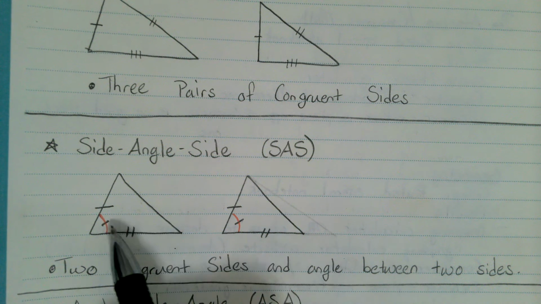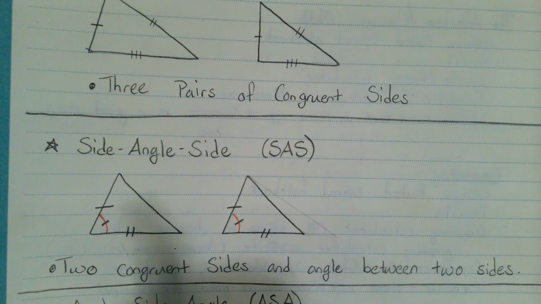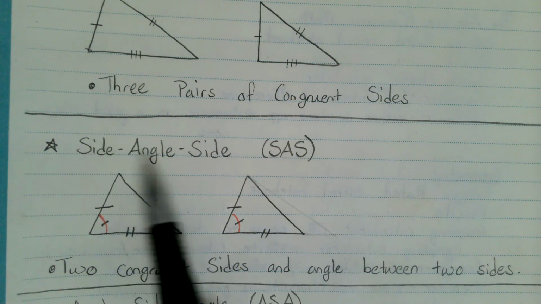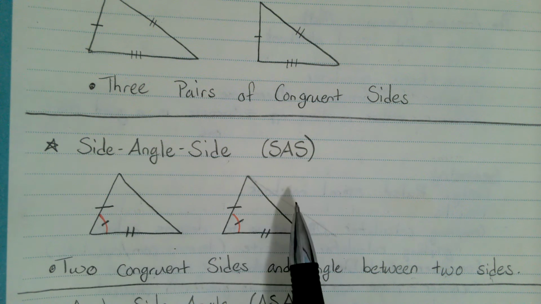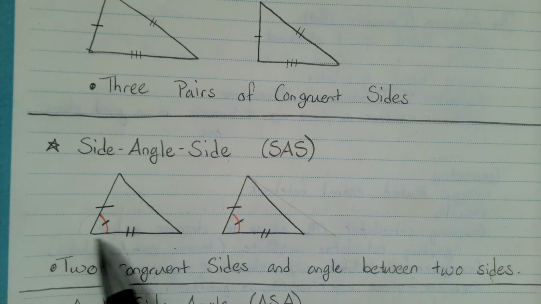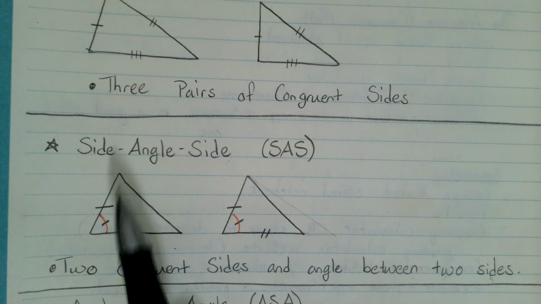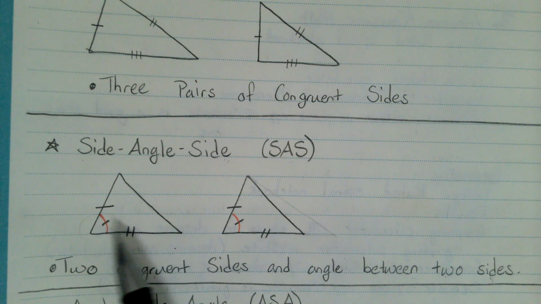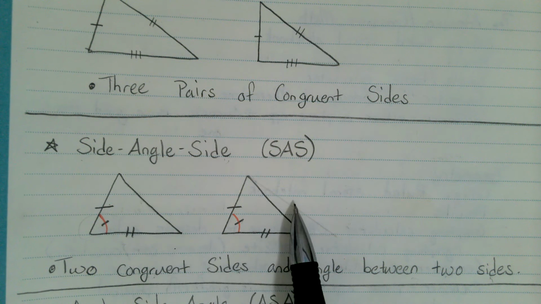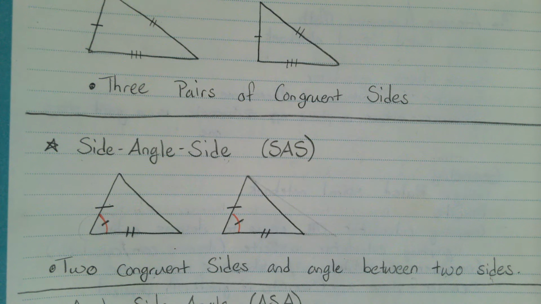Okay, if you see ones with 2 tick marks, then those 2 are congruent. So that's how we distinguish multiple angles that are congruent. So the side angle side is 2 congruent sides and an angle between the 2 sides. Okay, so one of the things to watch for on this one is that the angle needs to be between the 2 sides. So it's just like it says in the title. So side, angle, side. Okay, so go ahead and copy that down into your notes.